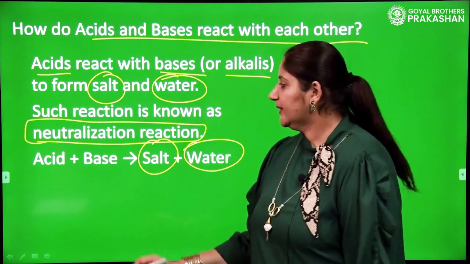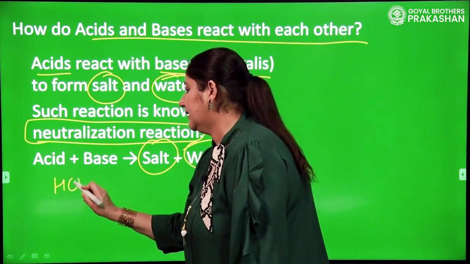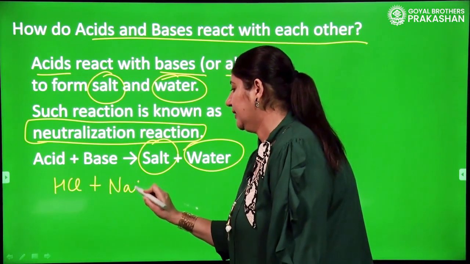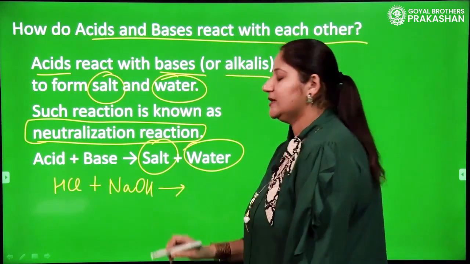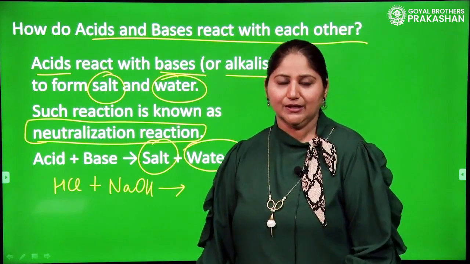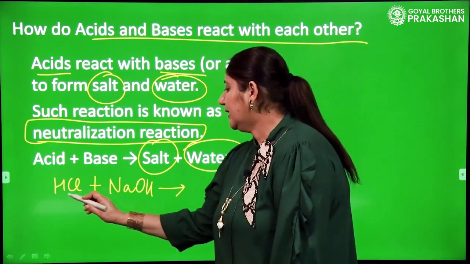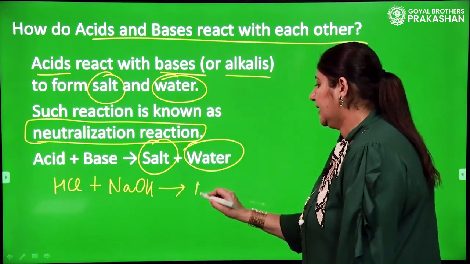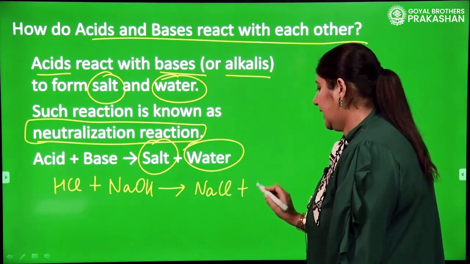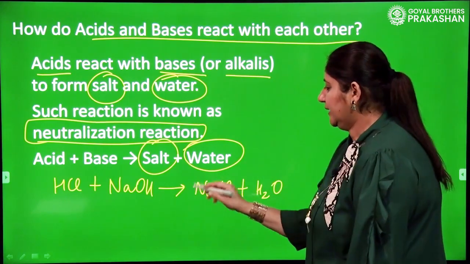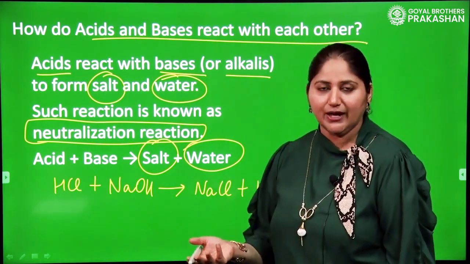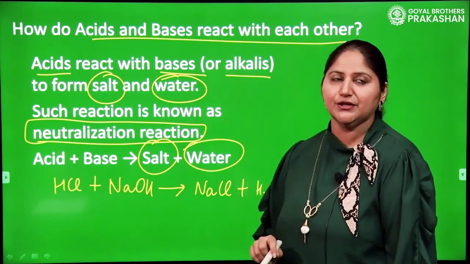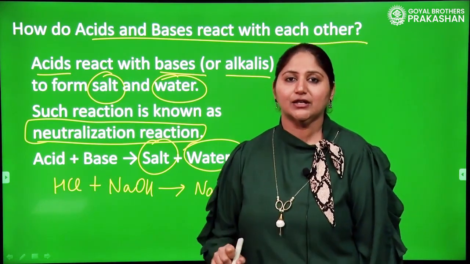For example, if I have an acid HCl, what will happen if I put NaOH, a base, to it? So there will be a double displacement reaction, right? So hydrogen and sodium will exchange their positions to form NaCl + H2O. So what is NaCl? It is common salt, right? So salt is produced with water. So this reaction is a neutralization reaction.